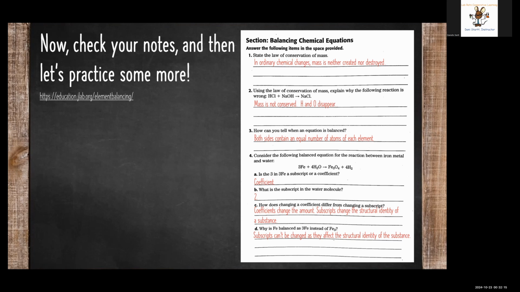How can you tell when an equation is balanced? Both sides contain an equal number of atoms of each element. Consider the following balanced equation for the reaction between iron, metal, and water. Is the 3 in 3Fe a subscript or a coefficient? It's a coefficient because we talked about how when you're doing all this balancing, you don't change the subscripts, right? And clearly it's in front, so it's a coefficient. What is a subscript in the water molecule? And it's a 2. There it is.